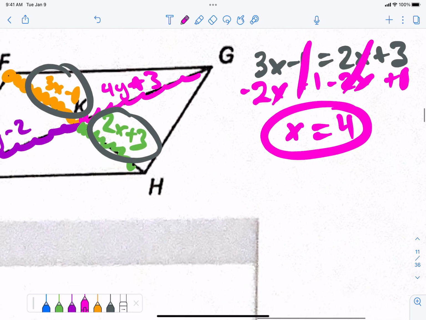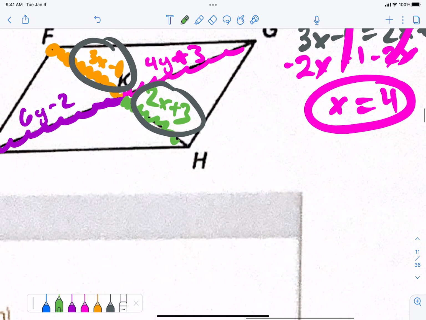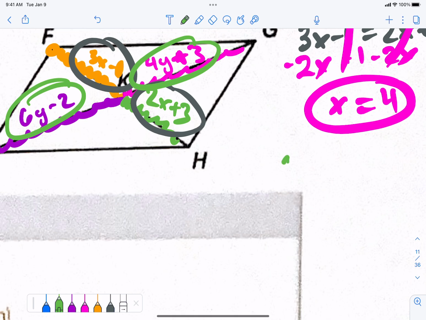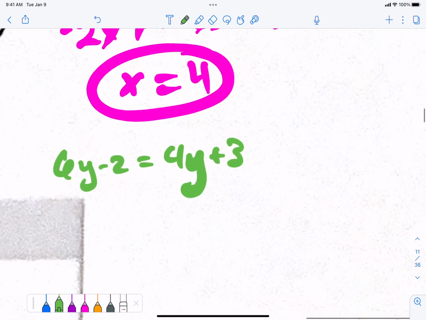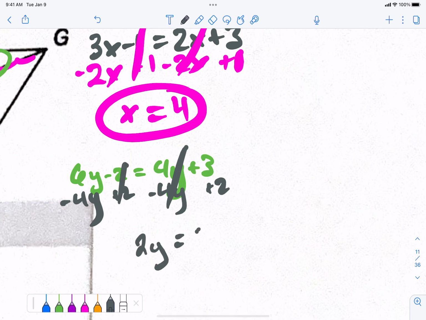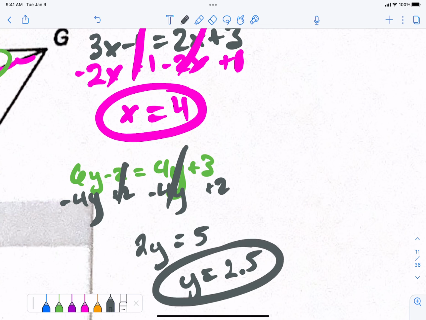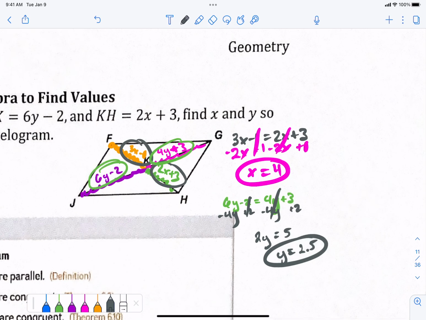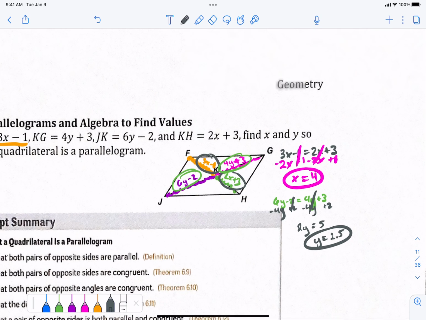You're right. Then let's do the same thing for the other one. So this equals this. 6y minus 2 equals 4y, not x, plus 3. Okay, let's subtract the 4y. And let's add the 2. This doesn't come out nice, but it's fine. 2y equals 5 and y equals 2.5. 5 divided by 2 is 2.5. Okay, just solve for x and y. You may come out with decimals on this, and that's okay. You're not doing it wrong, right?